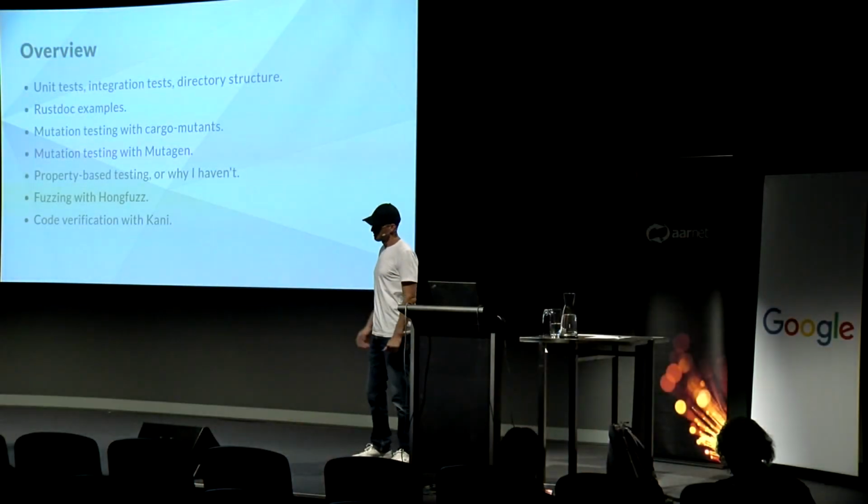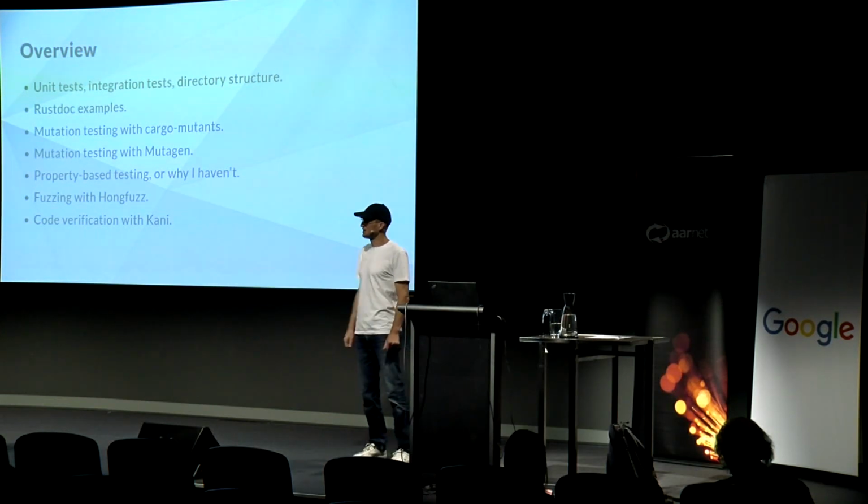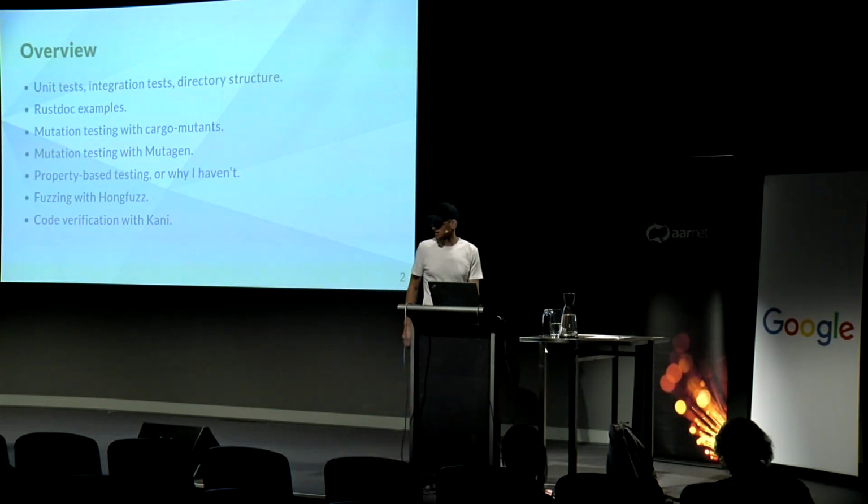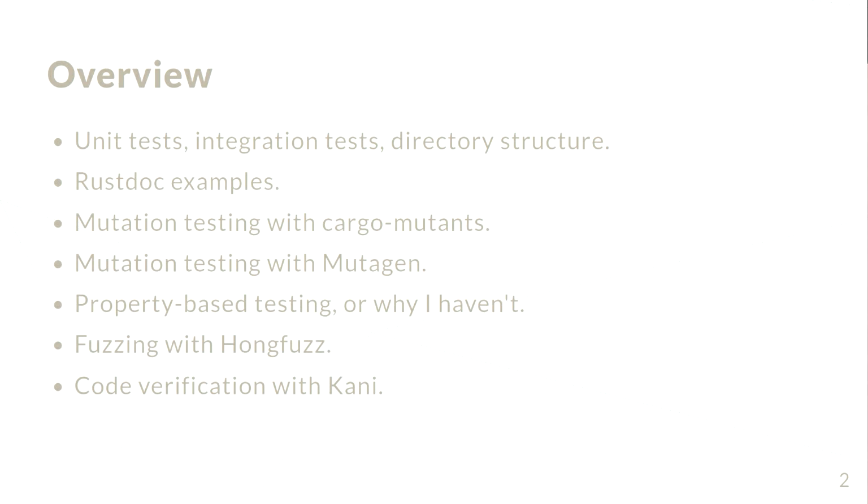Cool. So I'll run quickly over unit tests and integration tests and directory structure. Then I'll talk about Rust doc examples, a couple of different ways to do mutation testing and what that is and why I think it's so exciting. We'll touch on property-based testing and why I haven't done it much. And then we'll do fuzzing and code verification. I'm a bit light on knowledge on the last 2 topics, but when I wrote the submission, I was hoping to learn a bit more about it before I got here.